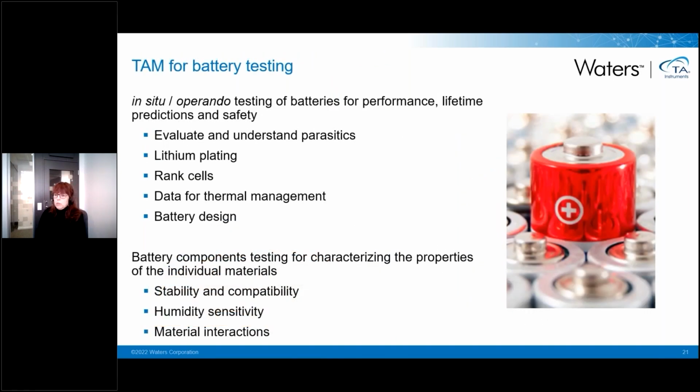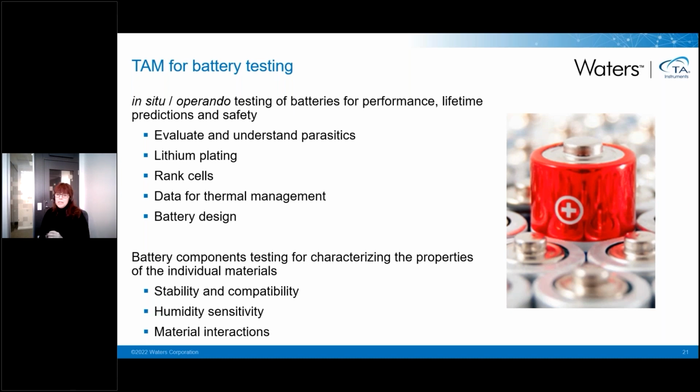So the microcalorimeter we use is called TAM, the thermal activity monitor. The TAM can be used for battery testing, where we can do testing in situ or ex situ for looking at performance. We can do lifetime predictions or determine different parameters for safety assessment. So TAM could, on whole cells, evaluate and understand parasitic reactions, look at lithium plating reactions, rank cells with different additives, get your data for thermal management, and as a general battery design or battery chemistry testing.